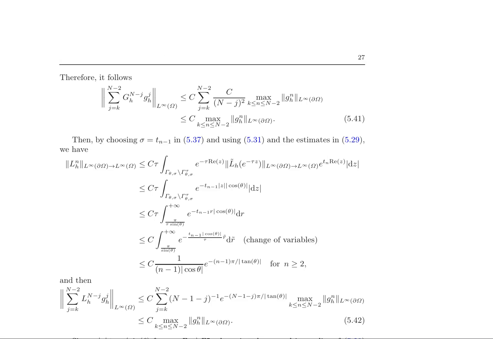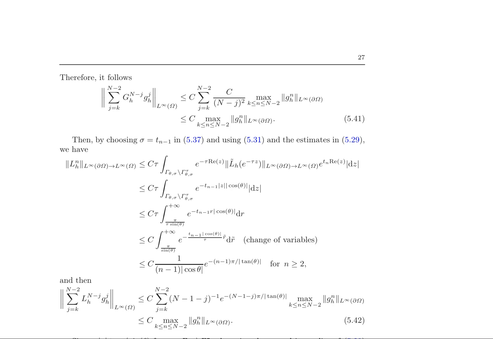The estimates derived in the previous sections are utilized to establish bounds on the solution of the parabolic equation. Specifically, equation 5.41 provides an estimate for the L infinity, omega, norm of the solution, which is expressed as a summation of terms involving the L infinity, omega, norms of the solution at previous time steps and the L infinity, partial differential omega, norm of the solution on the boundary. By choosing sigma equals T_{n-1} in equation 5.37, and using the estimates in 5.29 and 5.31, a bound is established for the L infinity, omega, norm of the solution in terms of the L infinity, partial differential omega, norm of the solution on the boundary.